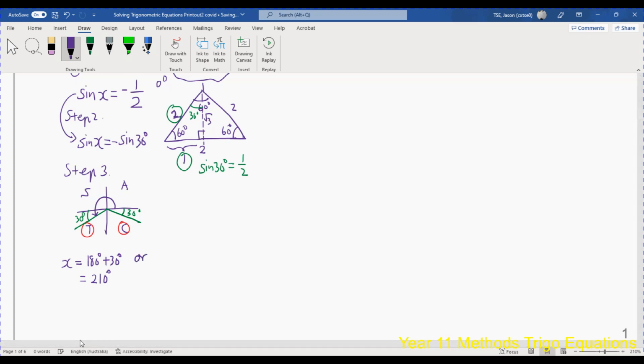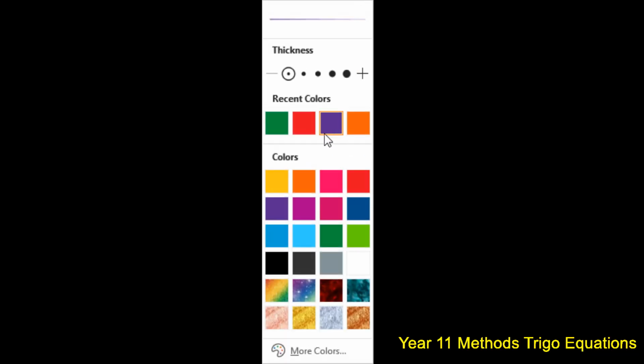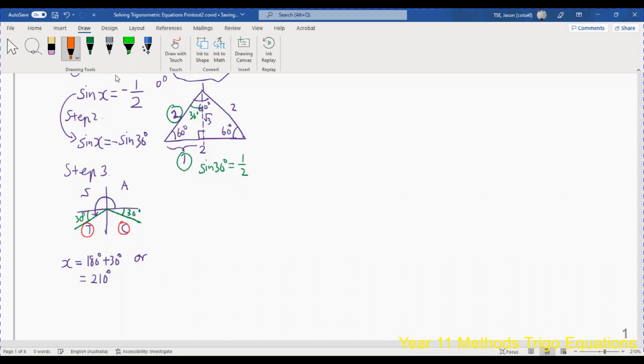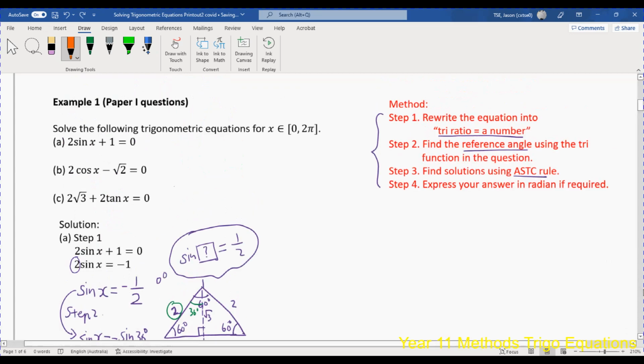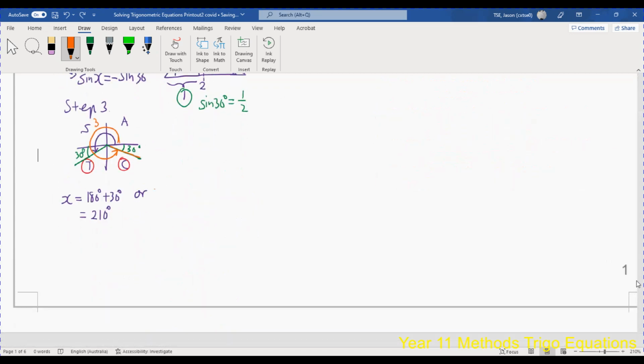How about the other one? So I have to use another color. So the other one is here for this one. I'm going to rotate all the way until here. So that's from 0 to 360, right? So that means this angle should be 360 minus 30 degree. So the other one should be 360 degree minus 30 degree, which is 330 degree.